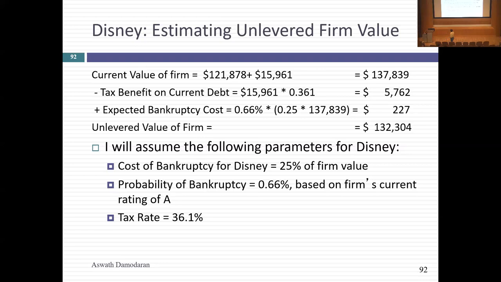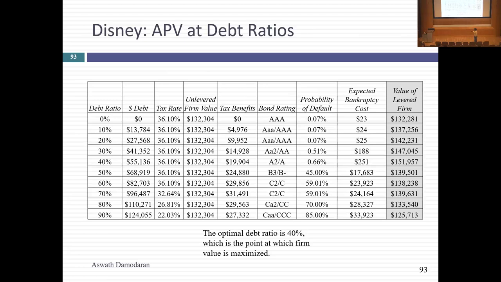The next table is just building on that value. So at every debt ratio, I compute the dollar debt. I compute the tax benefits from their debt by multiplying the dollar debt by the tax rate, accepting the fact that at very high debt ratios, I will not get the full tax benefit because I don't have the interest expense covered.